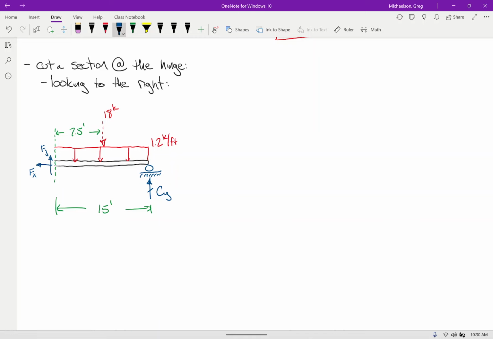So here's how I'll write it. I'll say, let some moments at the hinge, and here's what I'll do. Some moments at the hinge looking to the right. So you see what I did? I said some moments at the hinge, and then I have an arrow over here indicating that the part of the structure that I looked at was to the right.